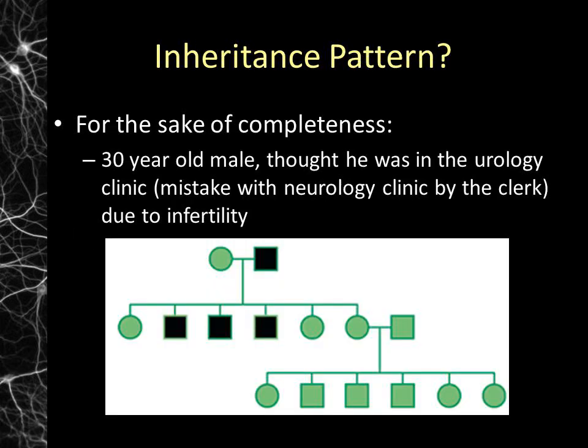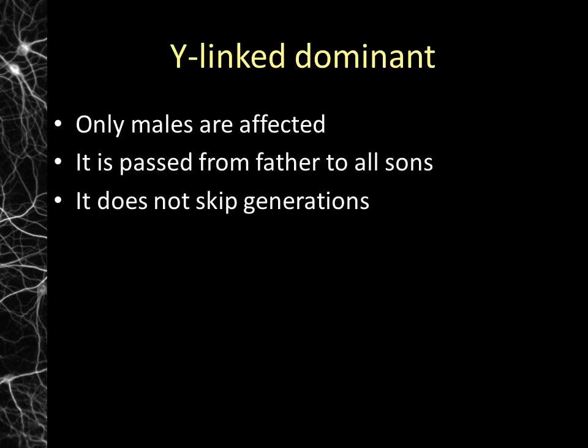Inheritance pattern, for the sake of completeness: 30-year-old male who thought he was in the urology clinic, mistakenly sent to the neurology clinic by the clerk, due to infertility. Y-linked. Only males are affected. It is passed from father to all sons. It does not skip generations. Traits on the Y chromosome are only found in males, never in females. Dominance is irrelevant. There is only one copy of each Y-linked gene, hemizygous.